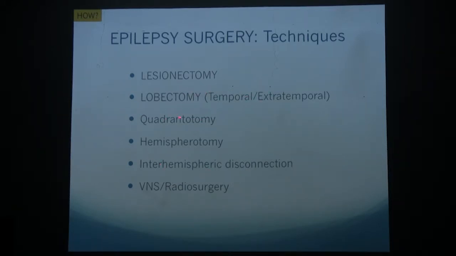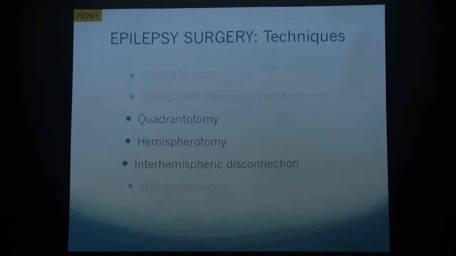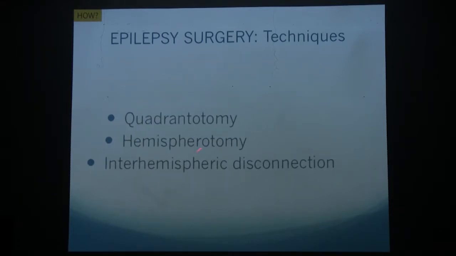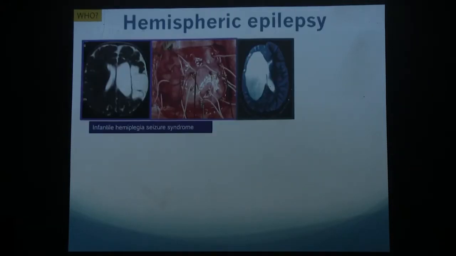But in the pediatric population, these epilepsy surgery techniques are more common. So these are large lesions of the hemisphere, the whole hemisphere, then you do a hemispherotomy, half of the hemisphere you do a quadrantotomy, and then you have multifocal epilepsy coming from both sides of the hemisphere, then you look for interhemispheric disconnection. There are other techniques like neuromodulation, vagal nerve stimulation, radiosurgery. So in this talk, I'm just looking at the disconnective techniques, so quadrantotomy, hemispherotomy, and interhemispheric disconnection.